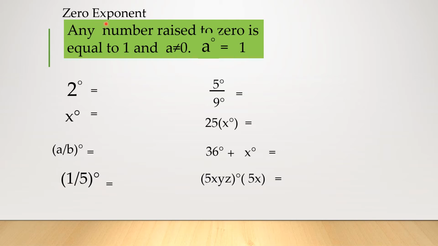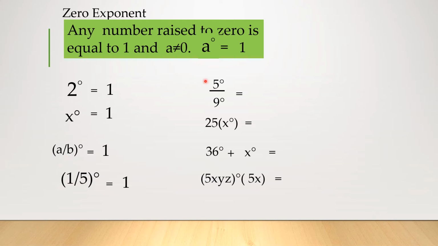Let's have zero exponent. Any number raised to 0 is equal to 1. Of course, a should not be equal to 0. So a raised to 0 is equal to 1. So I have here 2 raised to 0 means 1. X raised to 0 means 1. Quantity a over b raised to 0 is also 1. Or 1/5 raised to 0 is also 1.